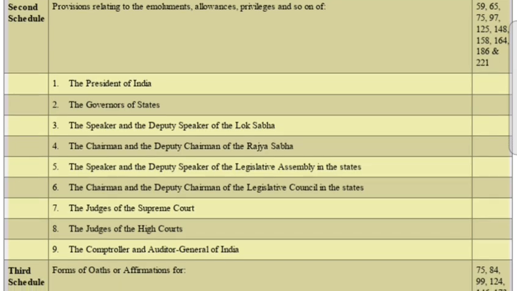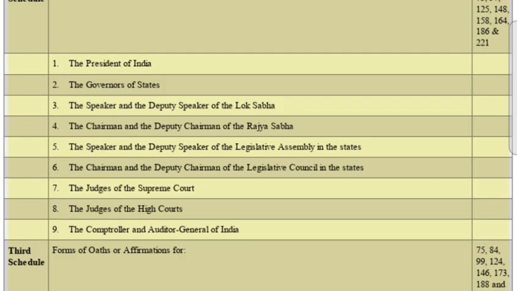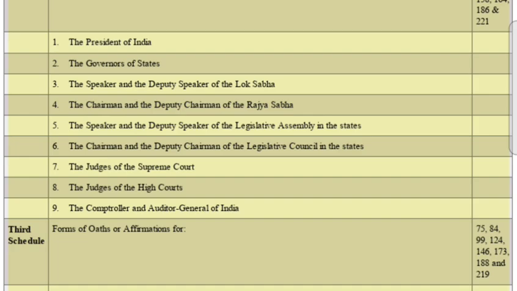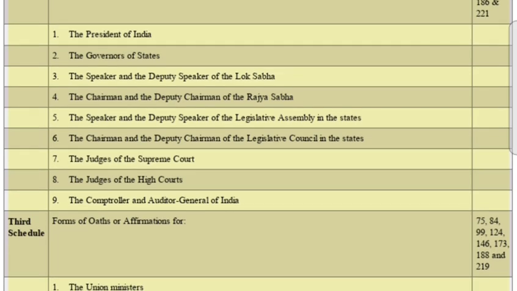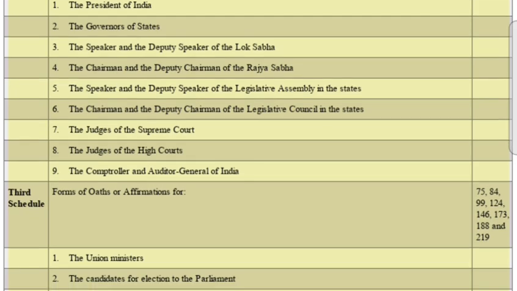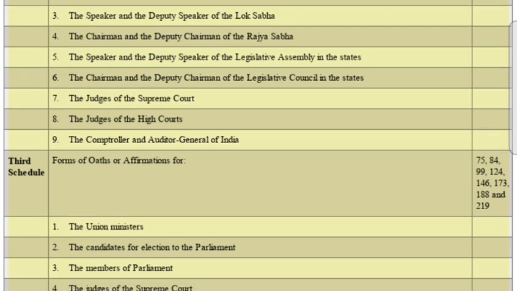1. The President of India. 2. The Governors of States. 3. The Speaker and the Deputy Speaker of the Lok Sabha. 4. The Chairman and the Deputy Chairman of the Rajya Sabha. 5. The Speaker and the Deputy Speaker of the Legislative Assembly in the States. 6. The Chairman and the Deputy Chairman of the Legislative Council in the States. 7. The Judges of the Supreme Court. 8. The Judges of the High Courts. 9. The Controller and Auditor General of India.